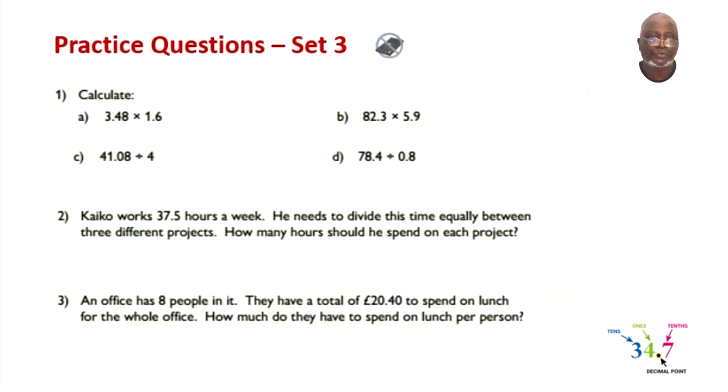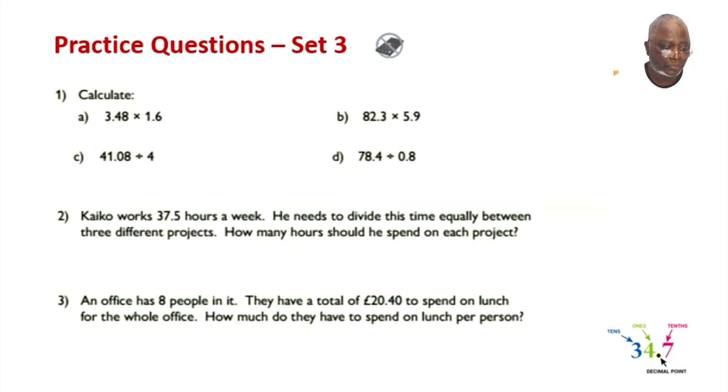Practice question, set 3. Calculate 1A, 3.48 times 1.6. Don't forget to add your decimal places. B, 82.3 times 5.9. Question 1C, 41.08 divided by 4. And then 1D, 78.4 divided by 0.8.